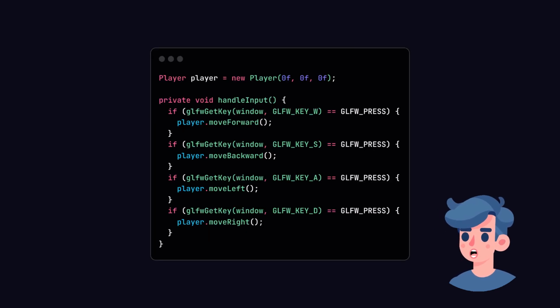Let's now update the input handling to move the player using our newly created player class. Reference the player movement methods and update player position based on inputs.